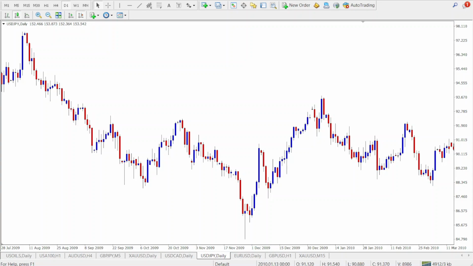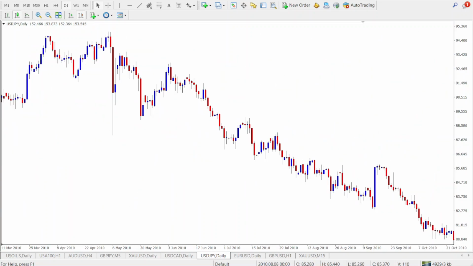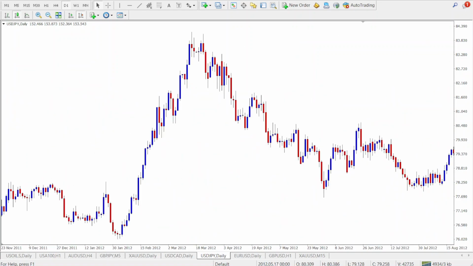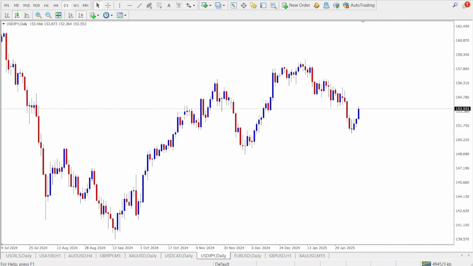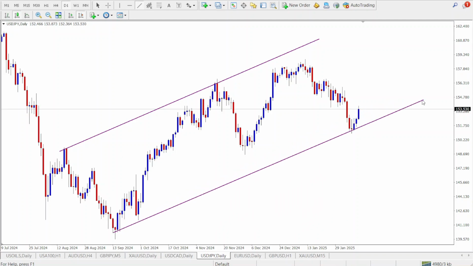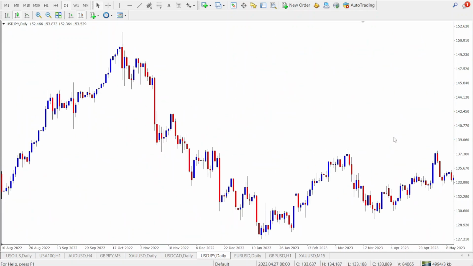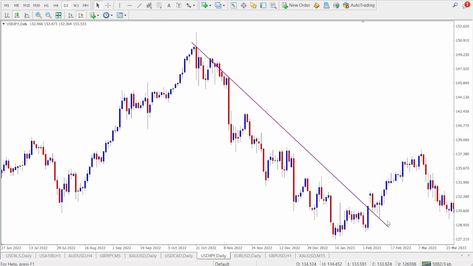Market structure refers to how price moves in a logical and repeatable way. It is the framework that traders use to identify trends, reversals, and high probability trade setups. Price doesn't move randomly, it follows a structured path. In an uptrend, price makes higher highs and higher lows. That is the structure for an uptrend, higher highs and higher lows. In a downtrend, price makes lower highs and lower lows. That is the structure for a downtrend.